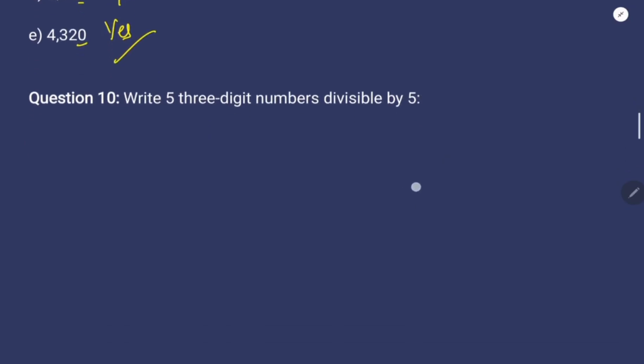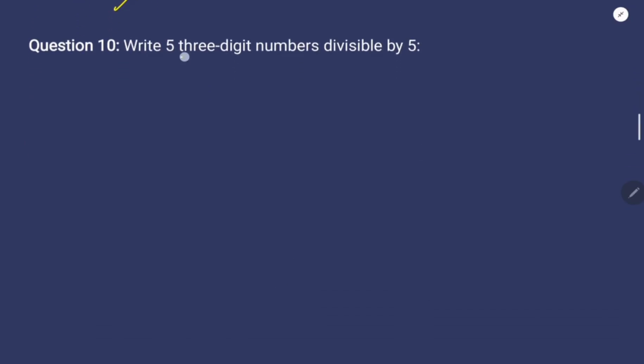Write 5 3-digit numbers that are divisible by 5. Can I write 205? Can I write 350? Can I write 915? I can write so many numbers here that have 5 or 0 as the last digit. Then the number will be divisible by 5, right? So I just need to see any number that has 0 or 5 as its last digit.